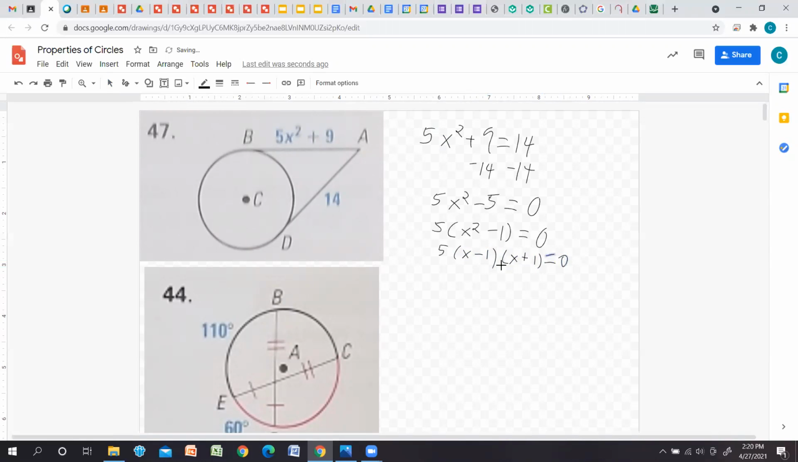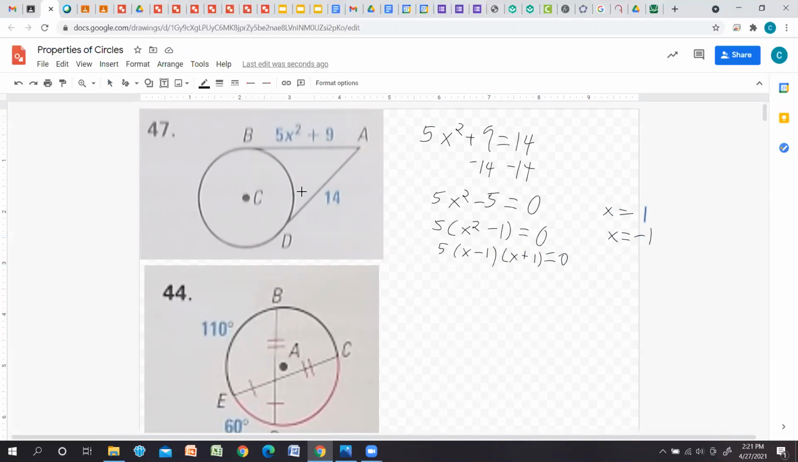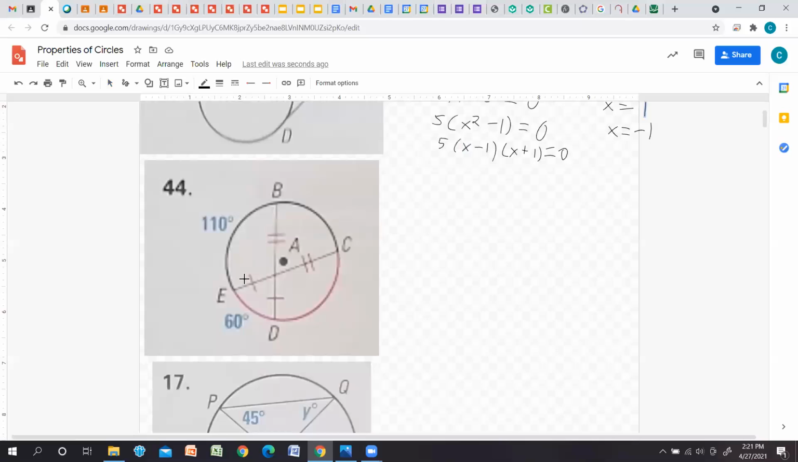So if we set each of these terms to 0, we get x equals 1 and x equals -1. So we're also applying some of our algebra here in order to get our answer. All right, so that's applying tangents. Down here to apply arcs and actually secants, well, to find this red arc, notice they tell us one portion is 60 degrees. To find this other part, it's actually 180 degrees minus 110 degrees.